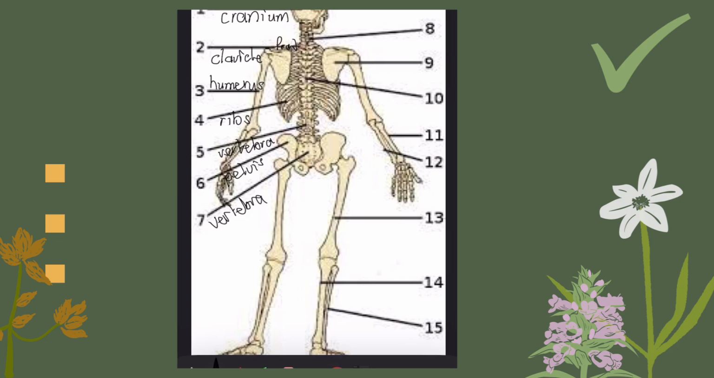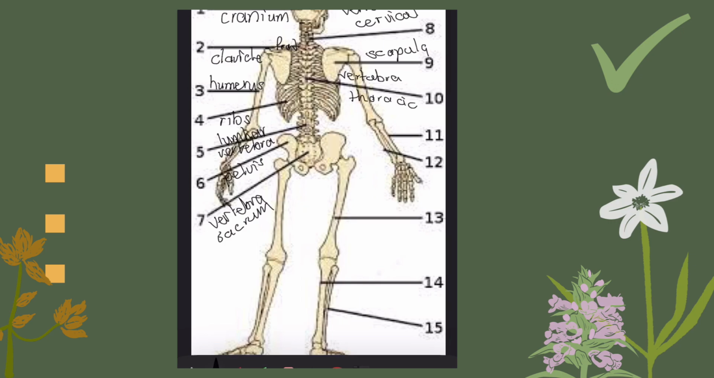Number 7 is also part of the vertebra, but now we see that they were being specific. So the vertebra in 5 is the lumbar vertebra, and the vertebra in 7 is the sacrum. Number 8 is still part of the vertebra, but now it is the neck part, cervical. Number 9 is the scapula. Number 10 is also the vertebra, but now it's the thoracic part.